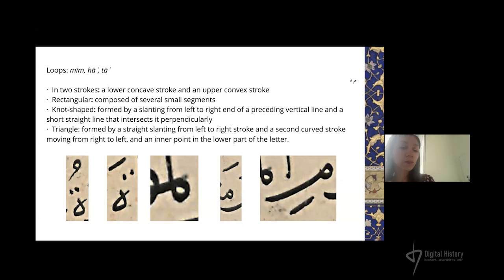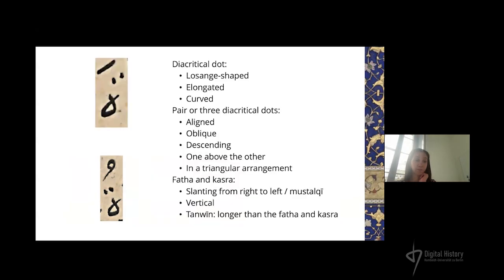So in this Yaqut al-Mustasimi manuscript, we have, let's say, a menu with four different ways of drawing the loop: in two strokes, in a rectangular way, a knot-shaped way, and a triangle. Each one has a specific description, and every time I find in a manuscript a shape that is coherent with this description, I add it automatically to this label, and it doesn't require a new label, with no systemic way of linking the different shapes that we find.